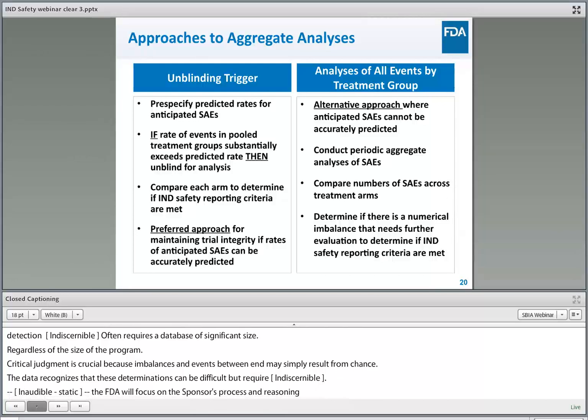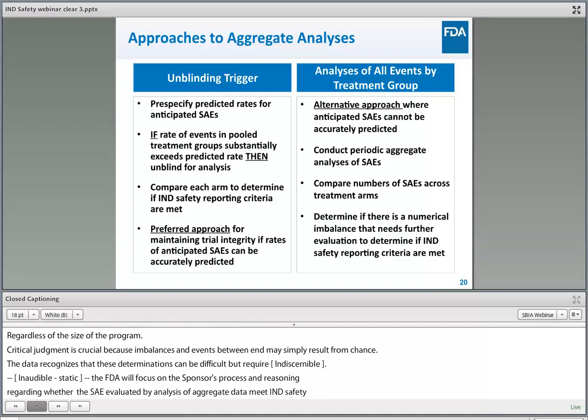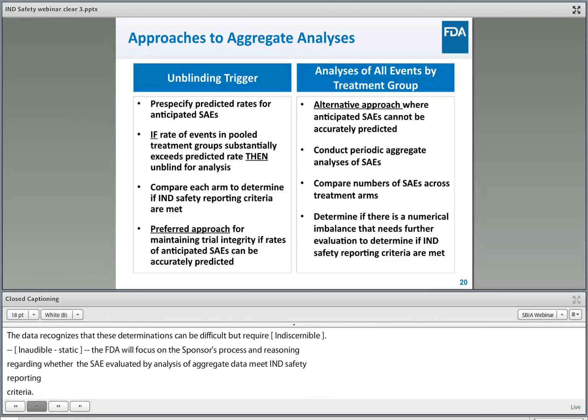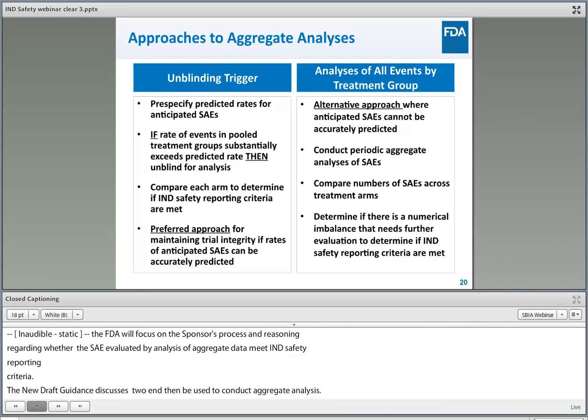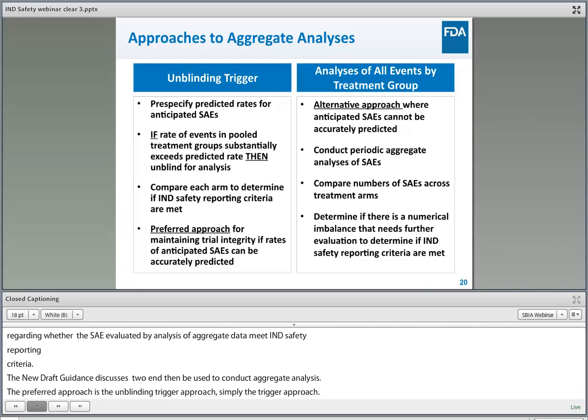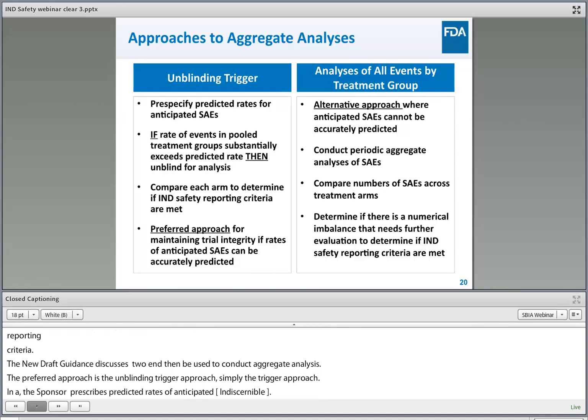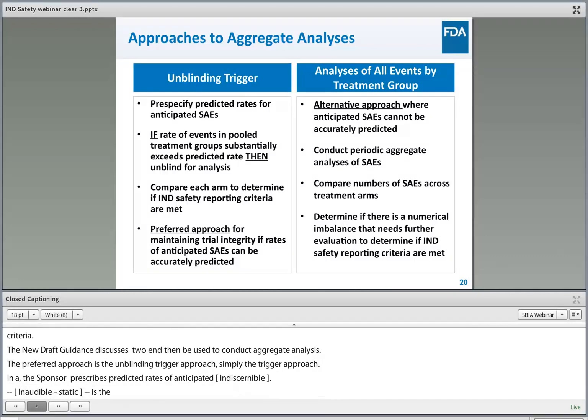The new draft guidance discusses two approaches that may be used to conduct aggregate analysis. The preferred approach is the unblinding trigger approach, or simply the trigger approach. In it, the sponsor prescribes predicted rates of anticipated SAEs. If the rate of the adverse events in the pooled treatment group substantially exceeds the predicted rate, then the sponsor should appropriately unblind and conduct aggregate analysis comparing each arm to determine if IND safety criteria are met.